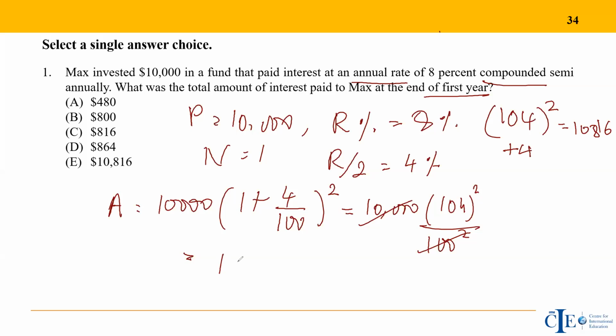10816. So you get the value as 10816 directly. Now this is 10816. This is the amount. The principal value was 10,000. So we subtract, and hence the compound interest value is 816, which is option C. So this is how you can work out.